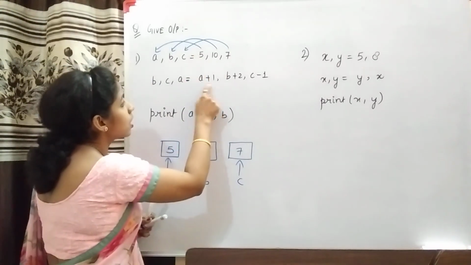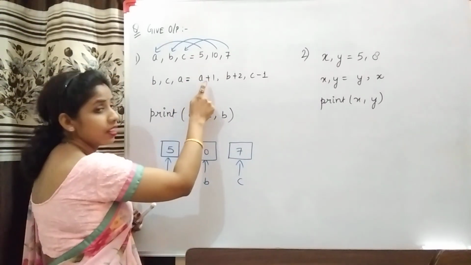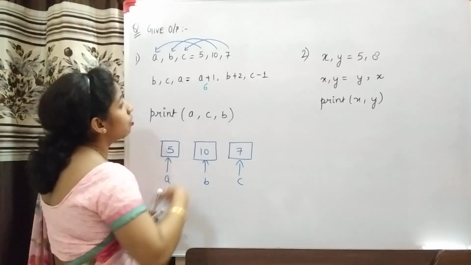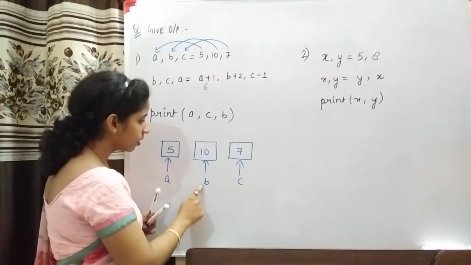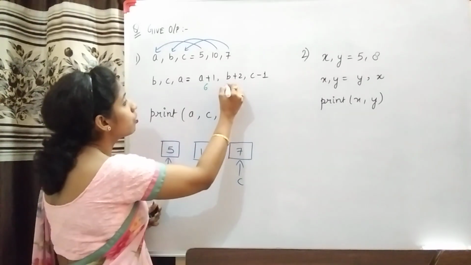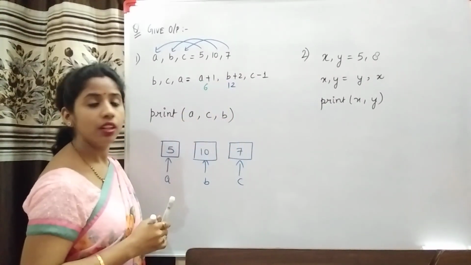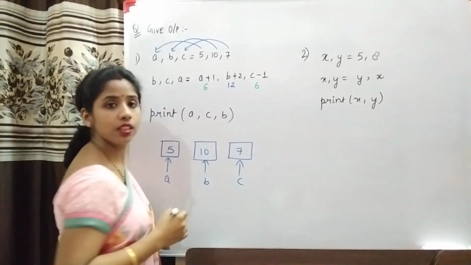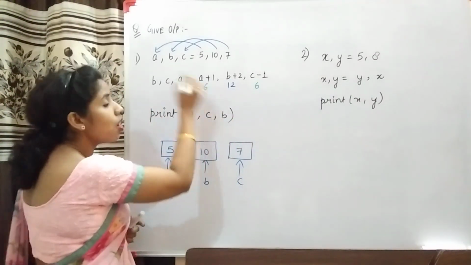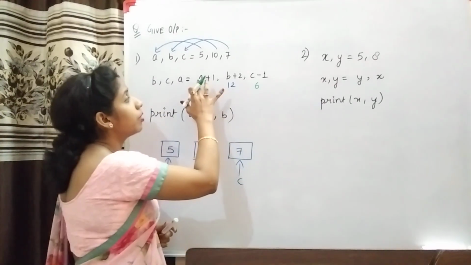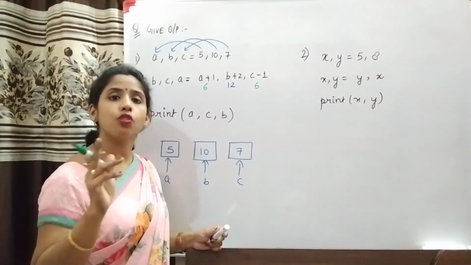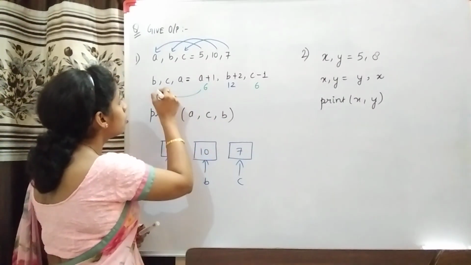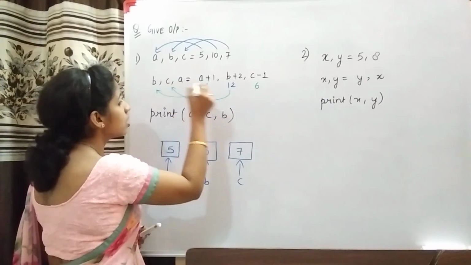Now this is a plus 1. What is the value of a? 5. So 5 plus 1 will be 6. Clear? Then b plus 2. What is the value of b? 10. Okay. So 10 plus 2 will be 12. Right. Then c minus 1. 7 minus 1 is equal to 6. Okay. Now see. Now assignment will take place. याद रखिएगा आपके राइट हैंड साइड के सारे एक्सप्रेशंस पहले सॉल्व होते हैं और उसके बाद असाइनमेंट का काम स्टार्ट होता है.